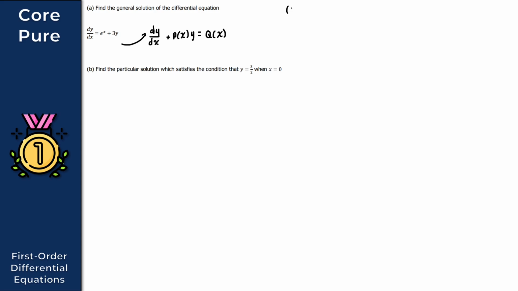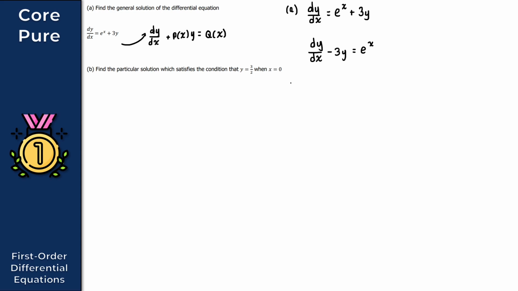For part A, we were given dy by dx is equal to e to the x plus 3y. Hopefully you can spot that to get it into this form, all we need to do is subtract 3y off both sides. Nice and straightforward. We get dy by dx minus 3y is equal to e to the x. In this form, it now satisfies this condition.